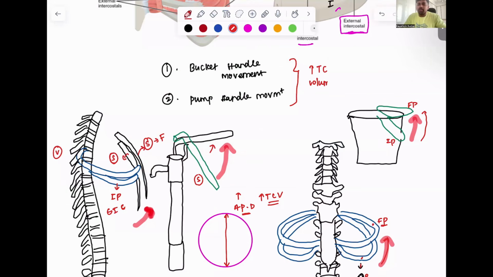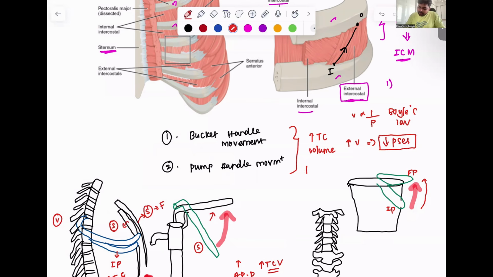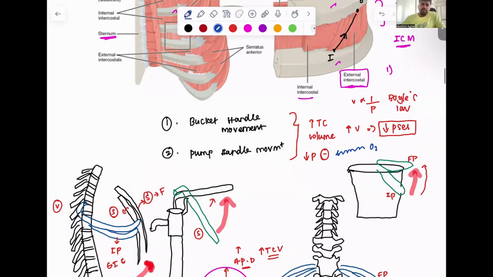We have seen in the previous video, volume is inversely proportional to pressure. This is Boyle's law. So when volume increases, pressure in the thoracic cavity decreases, right? This decrease makes the pressure in the thoracic cavity negative. Air from the atmosphere can then enter the thoracic cavity, and ultimately it reaches the alveoli. This is the normal anatomy and physiology.